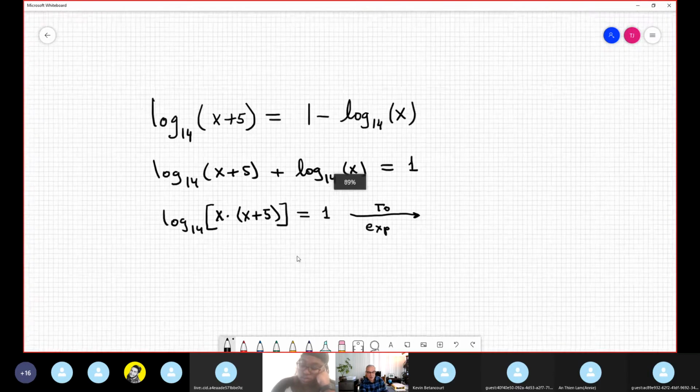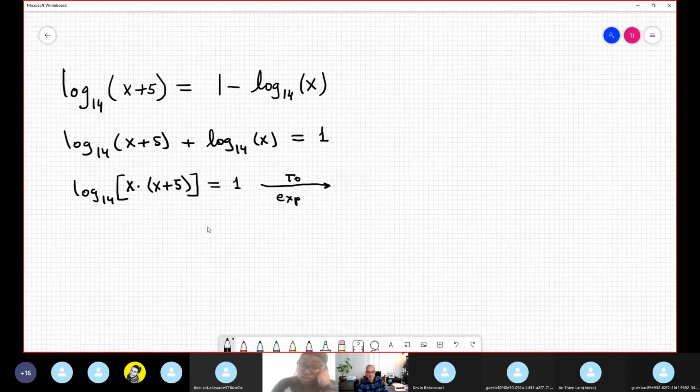The base is obviously 14. I put big 14. This 14 is this 14. The exponent is 1. When the exponent is 1, it's invisible. You don't need to put anything. Equal the argument of the logarithm.